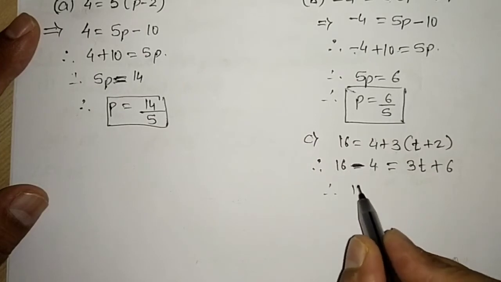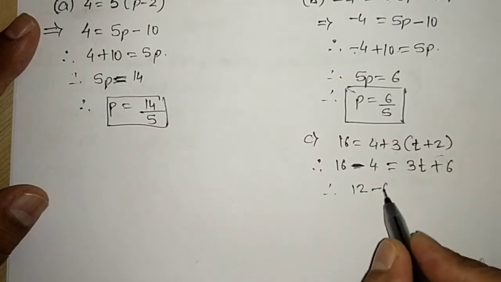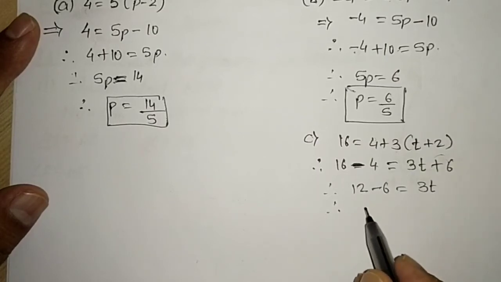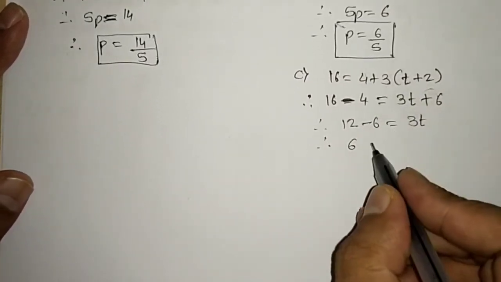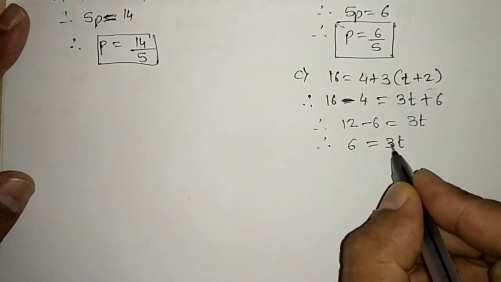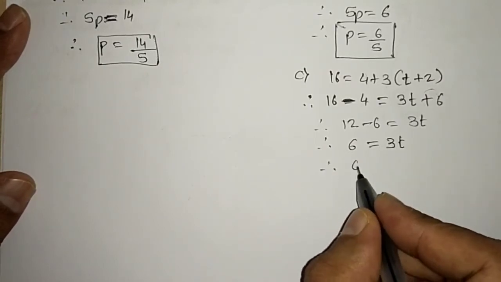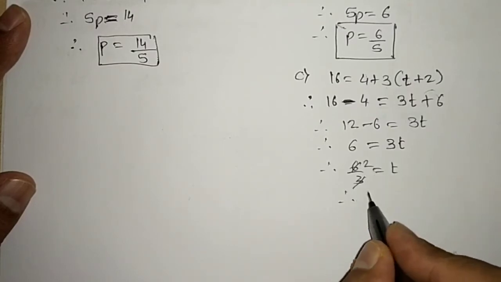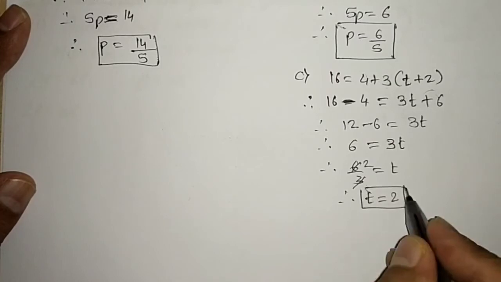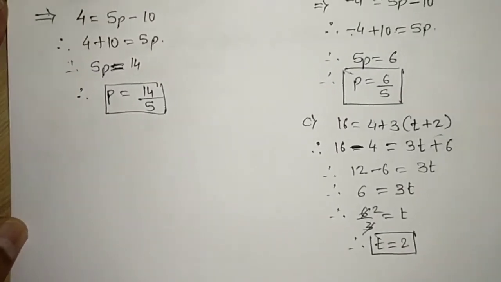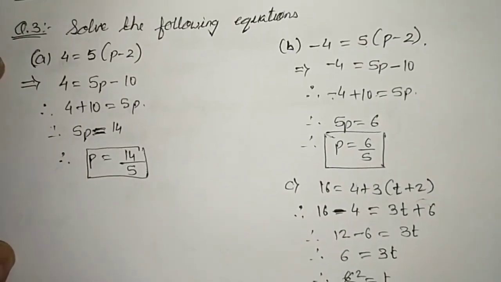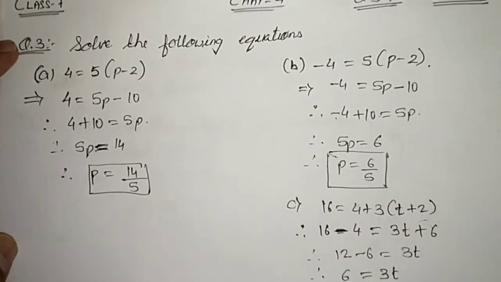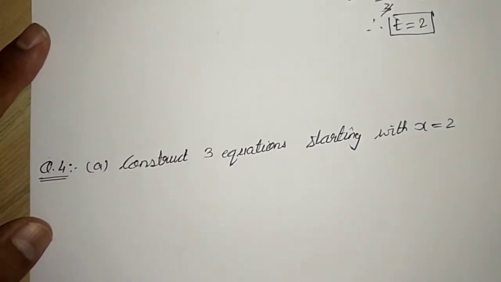Now 16 minus 4 is 12, plus 6, if it comes this side it will become minus, so 12 minus 6 is 6 is equal to 3t. 3 which is in multiplication, if it comes this side it will divide, so we will get 3 1s are and 3 2s are, so we will get t is equal to 2. So I have solved 3 parts. It is having 5 parts. 2 parts you are supposed to solve on your own. Try yourself. Now moving to question number 4.